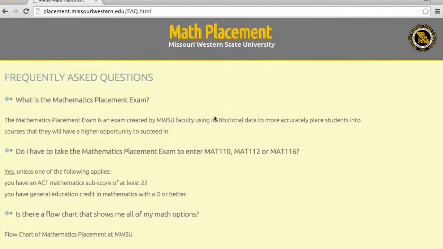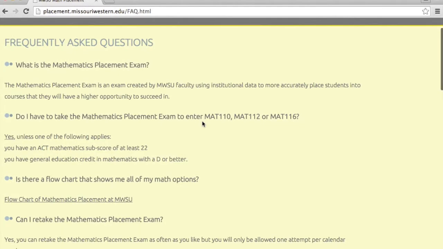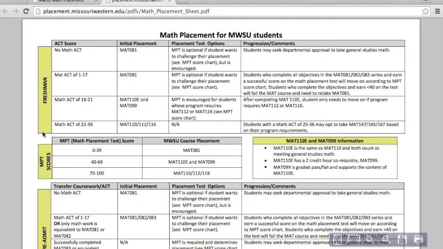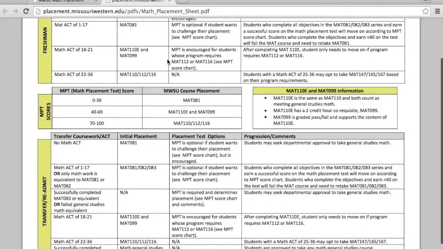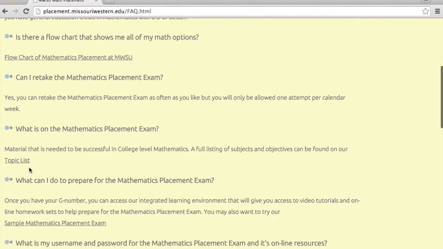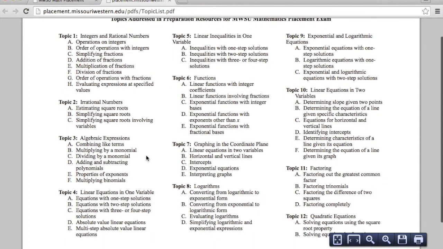In our frequently asked questions section, we have a lot of information, but we're going to focus on four important pieces today. The first is the flowchart. The flowchart will give you the outcomes that will happen given your MAT placement score that you get on the MAT placement test. The next bit of information is a topics list. The topics list is a full range of topics that are examined on the MAT placement exam. For each topic, it has its own personalized video and worksheet available in the resource section.